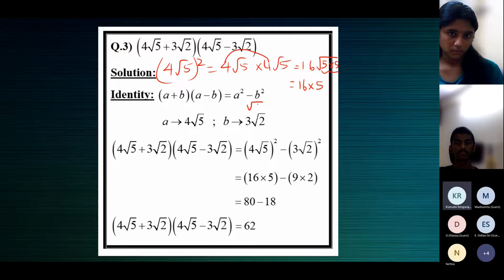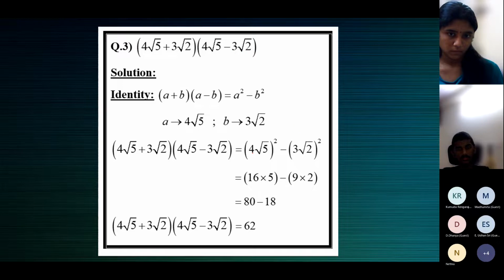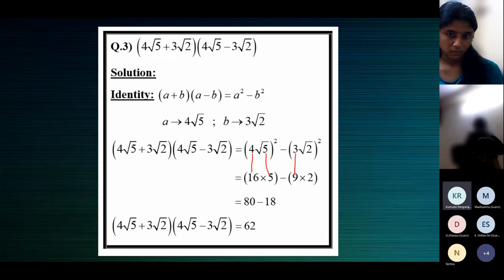Why is root 3 into root 3, 3? Because it will be root of 3 into 3, and from 2 3s, 1 3 comes out of the square root. So root 3 into root 3 is 3. So 4 square is 16. Root 5 the whole square is 5. 3 square is 9. Root 2 the whole square is 2. 16 5s are 80. 9 2s are 18. 80 minus 18 is 62. So the value of this expression is 62.